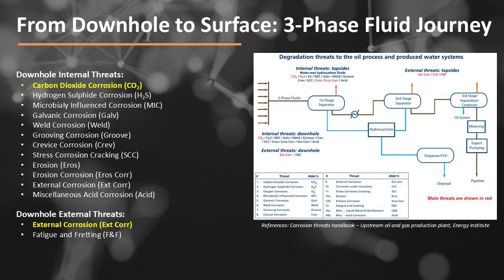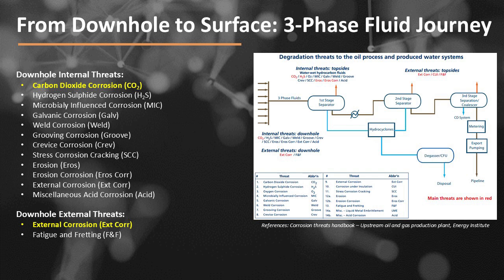Downhole external threats to be considered. Number 1 is external corrosion. This type of corrosion occurs on the outer surface of downhole tubulars and equipment. It is typically caused by contact with corrosive formation fluids, groundwater, or poor cement isolation. Factors such as CO2, H2S, and oxygen ingress can accelerate the corrosion rate. Proper casing design, cementing, and use of coatings or cathodic protection are key mitigation strategies.